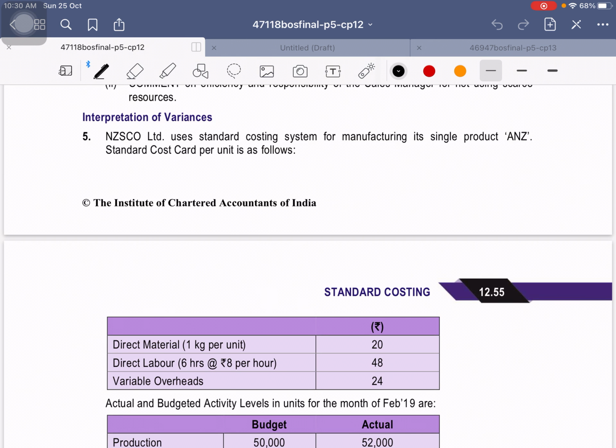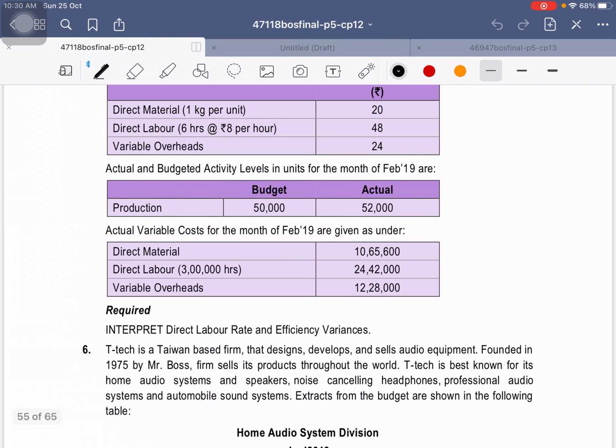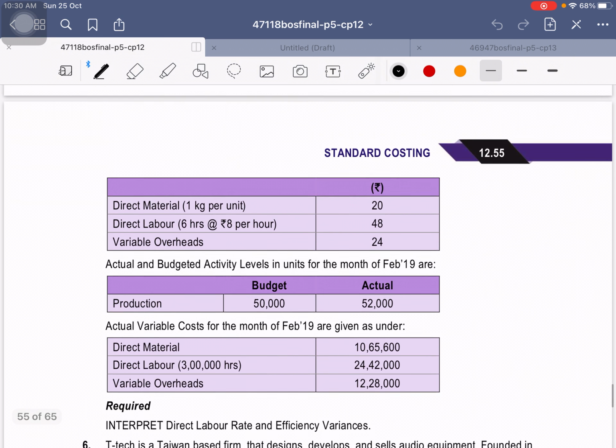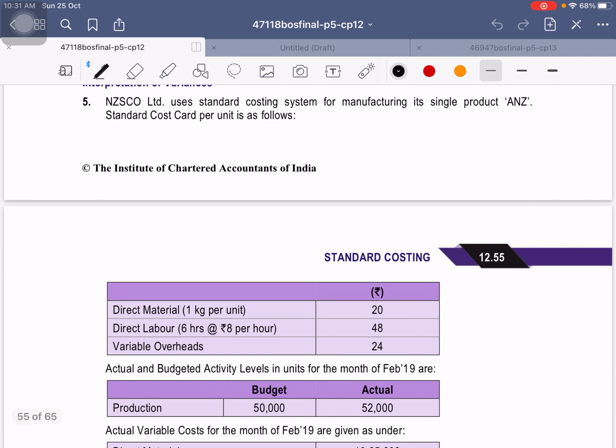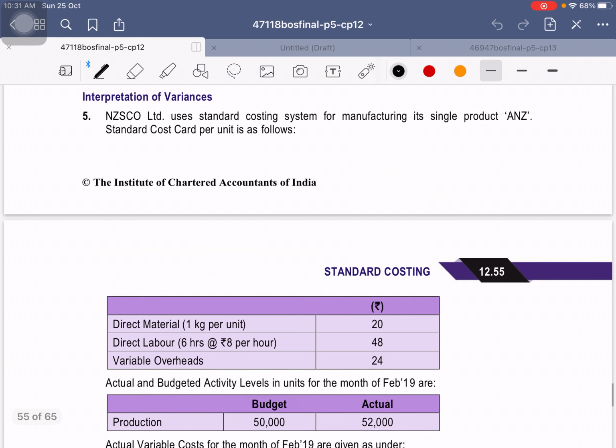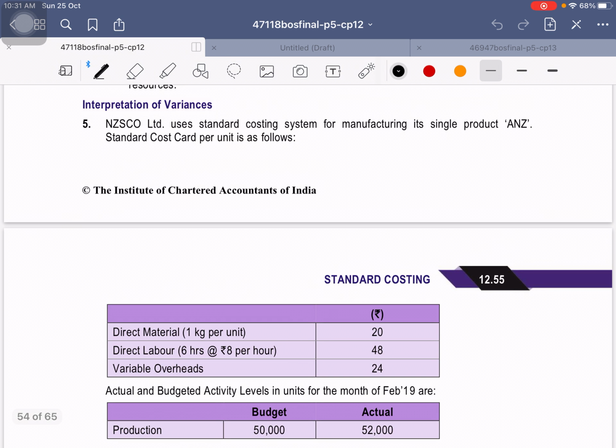Friends, now let's move to question number 5 on page number 12.54, our standard costing. It is a simple, basic problem on computing the direct labor rate and efficiency variances. But you are required to interpret the variances. After computing the variances, you are supposed to interpret them. So now let's see the question.